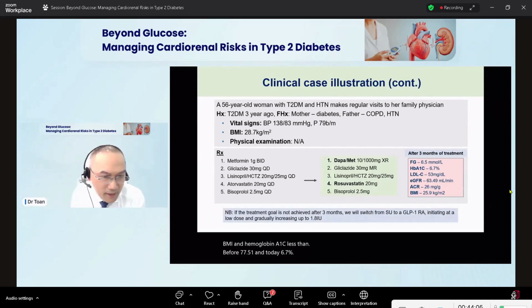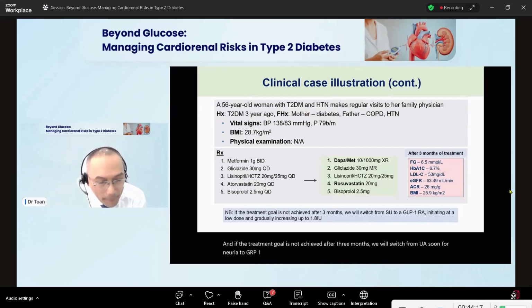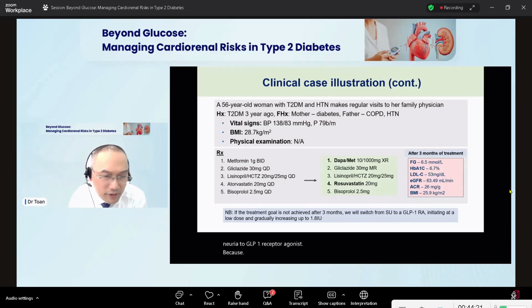And if the treatment goal is not achieved after 3 months, we will switch from sulfonylurea to GLP-1 receptor agonist, because today GLP-1 receptor agonists not only reduce the glucose, they also reduce the weight.